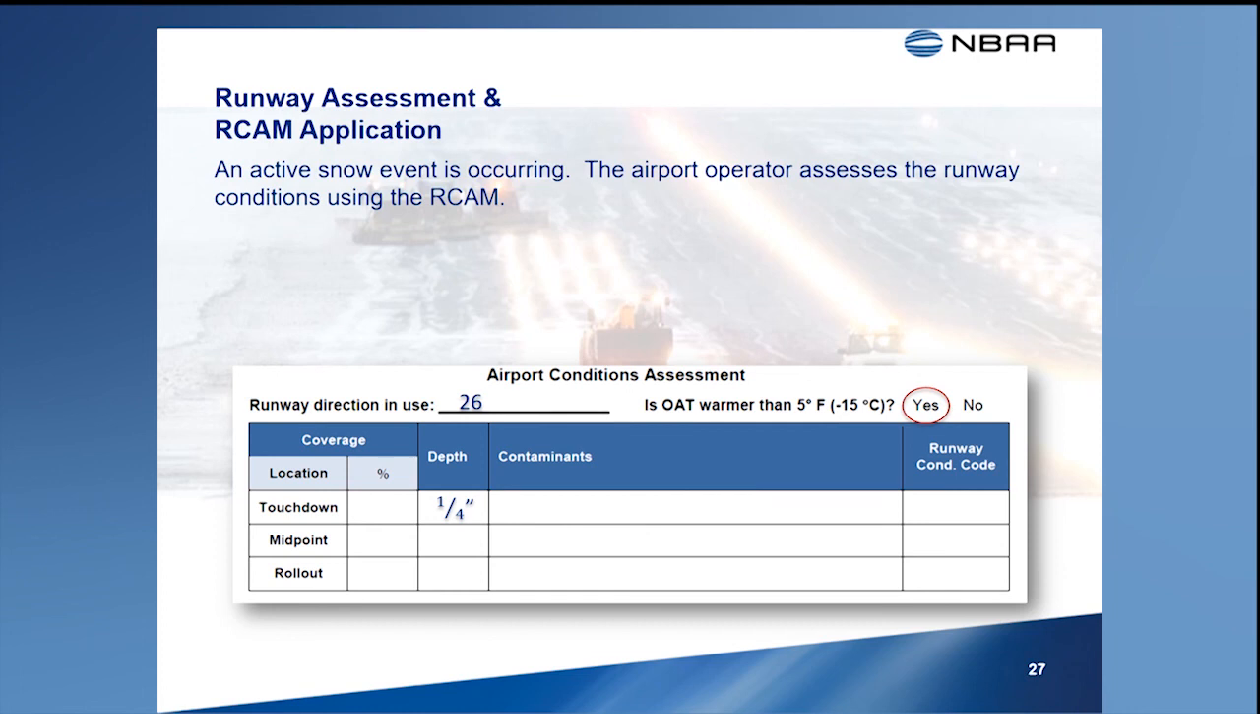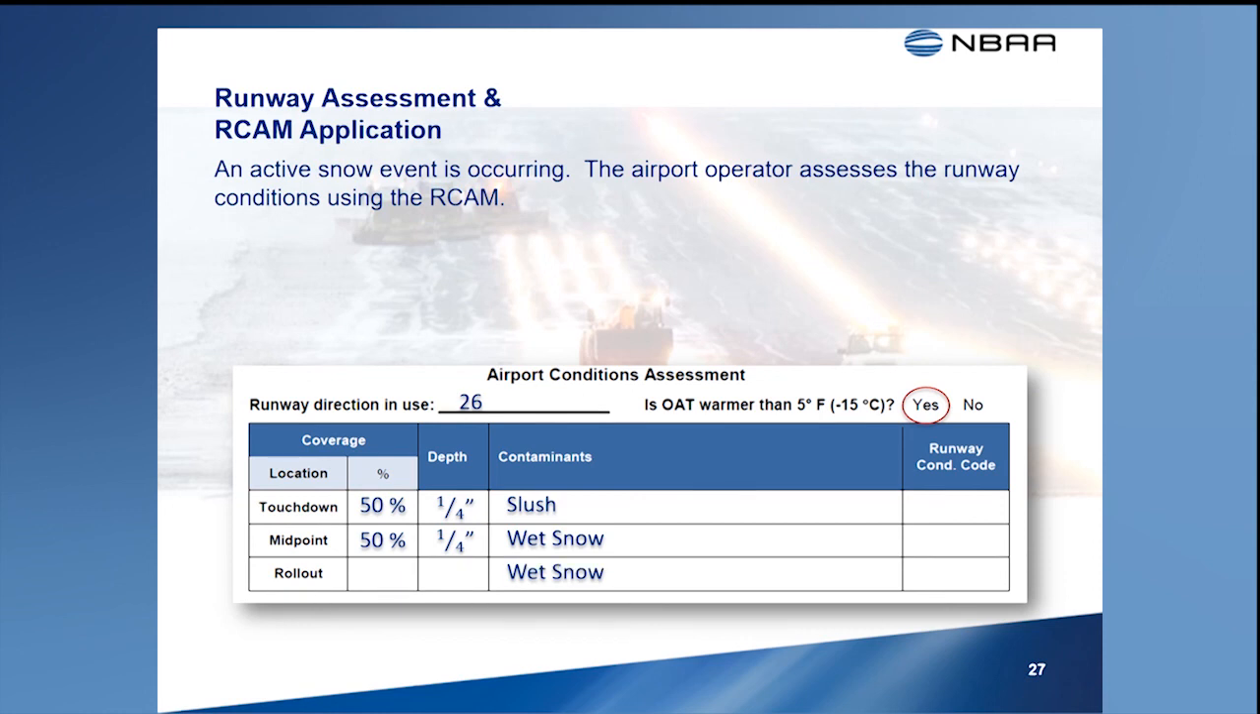The inspection shows the touchdown third of the runway is 50% covered in slush, to a depth of about a quarter of an inch. An inspection further downfield shows that both the midpoint third and the rollout third of the runway are 50% covered with wet snow to a depth of a quarter inch. This information, along with the outside air temperature, is recorded in an airport assessment form provided in the FAA advisory circular for later entry into the FAA NOTAM system.